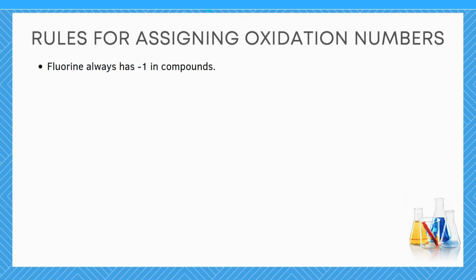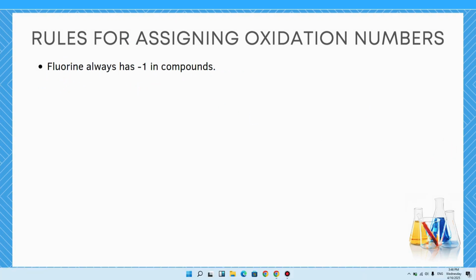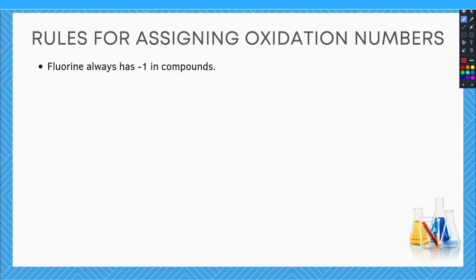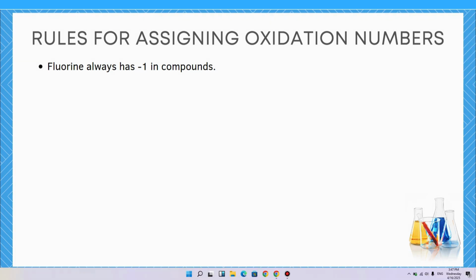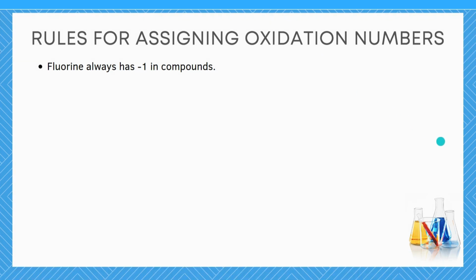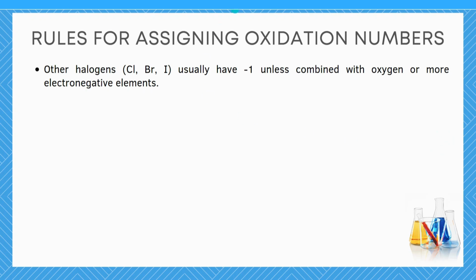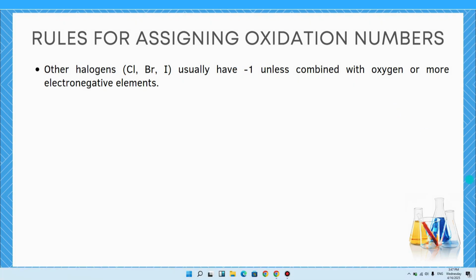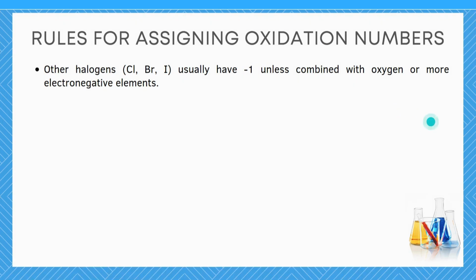Fluorine always has minus 1 in compounds. We're going to be applying all these rules as we seek to solve some examples before we end this video. Other halogens, usually chlorine, bromine, and iodine, usually have minus 1, unless they are combined with oxygen or more electronegative elements.